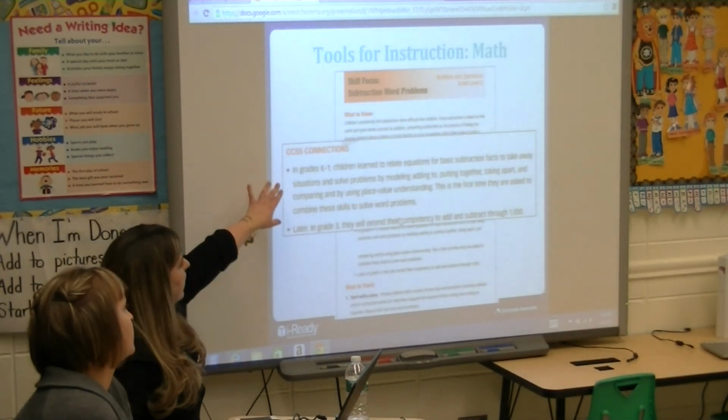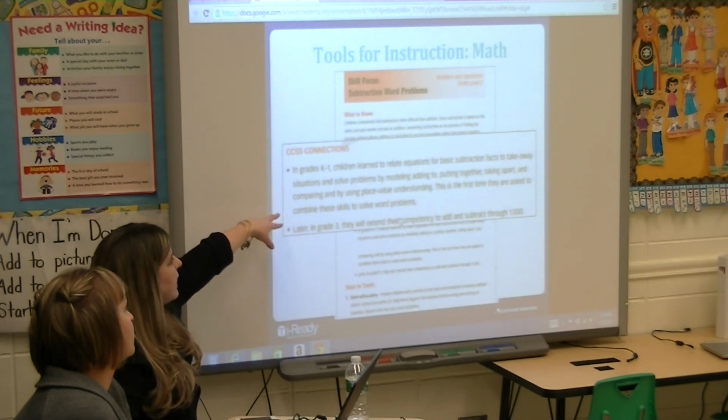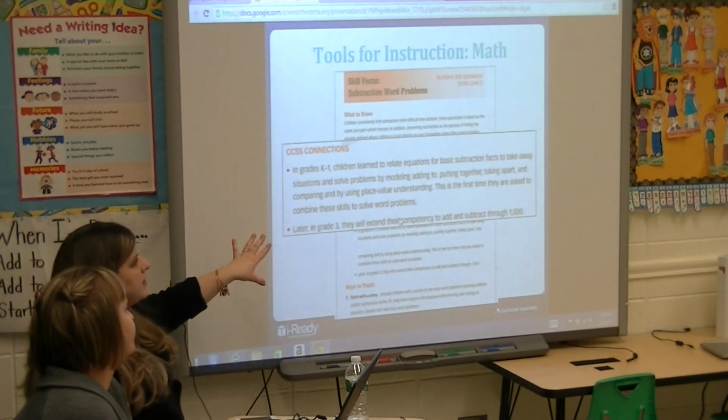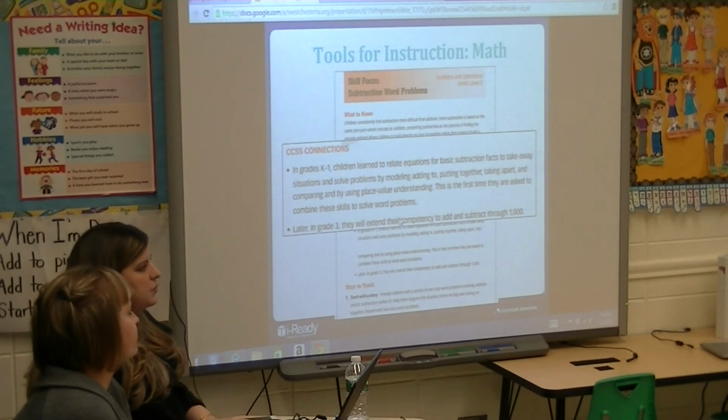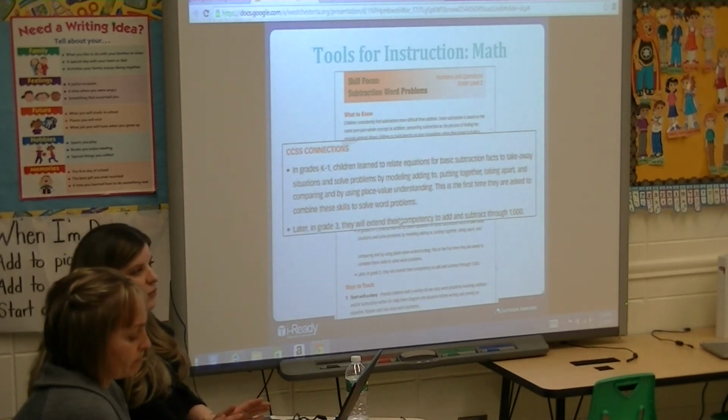And then it even shows how the Common Core and the state standards are connected to each lesson. So all of the lessons that are provided are all aligned with what's expected of second grade and beyond.